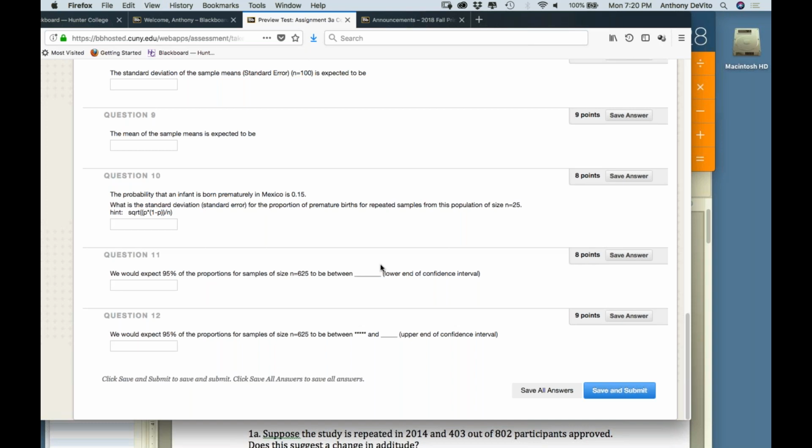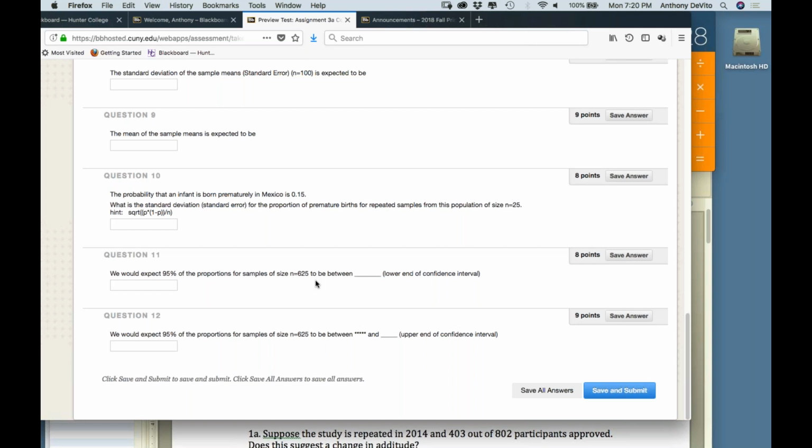I kind of twisted it a little bit, and what I told you was that you know the population proportion is 0.15. That's the population. So I asked you instead, we would expect 95% of samples of 625 to have a proportion in the sample between this number and this number. I'm asking the same question, right?